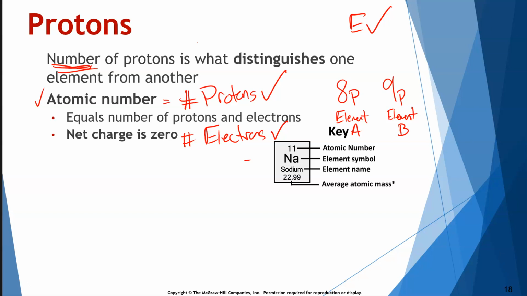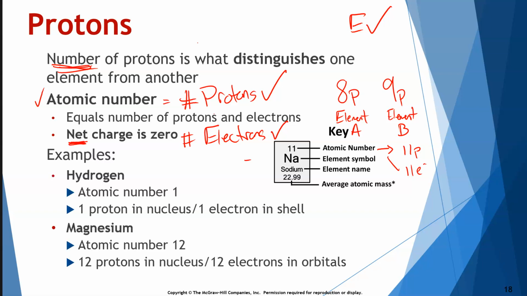If the atomic number here is 11, that means we have 11 protons, and we also have 11 electrons. That's because, again, we want the net charge to be 0. We do not want to have an atom that's positive or negative. We want it to be 0. So if I owe you $11 and you owe me $11, then we are all good. Other examples: hydrogen is up top, and magnesium has atomic number 12. That means you have 12 protons and 12 electrons.